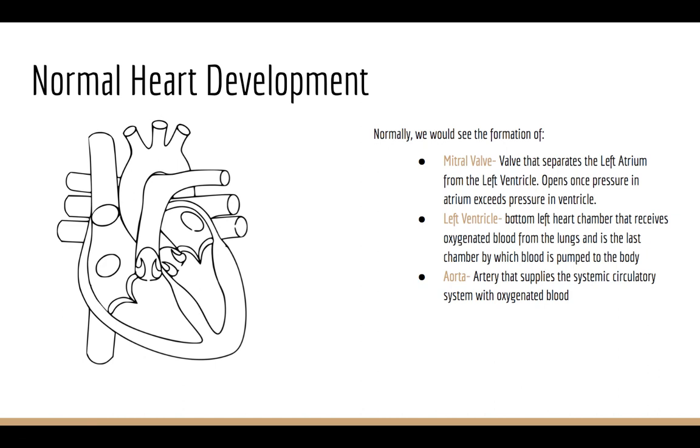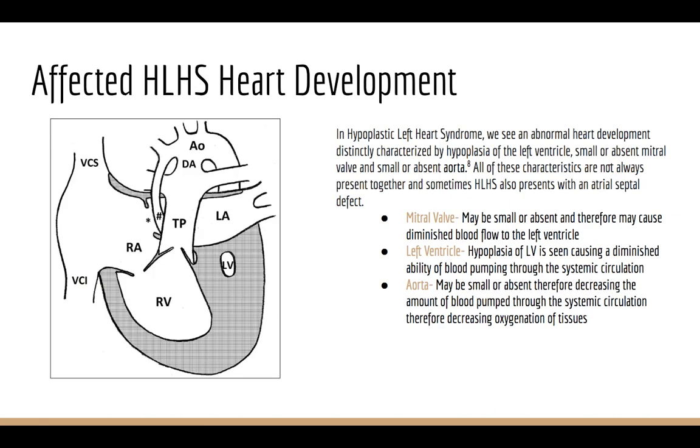What will we see in these tissues that differ from the normal development of the heart? In an affected heart with HLHS, we will see a small or hypoplastic left ventricle, an absent or small mitral valve, and a hypoplastic aorta. In some severe cases, we will also see an atrial septal defect. In combination, all of these malformed structures cause poor perfusion to the systemic circulation, causing many complications.